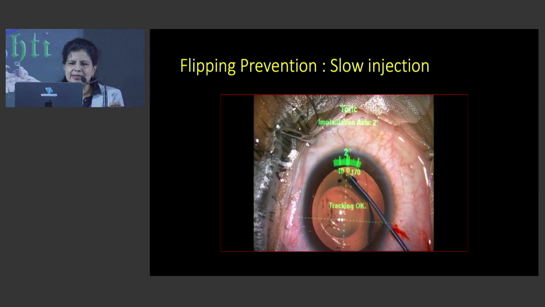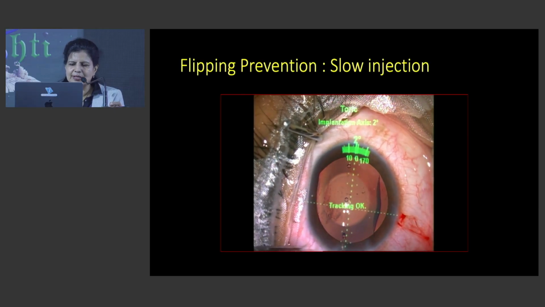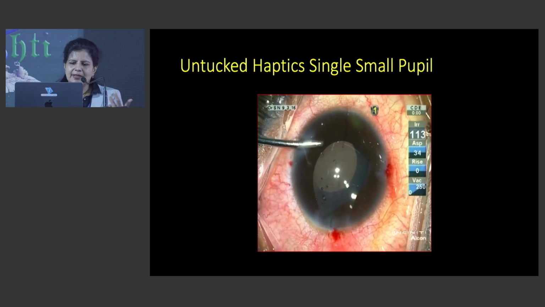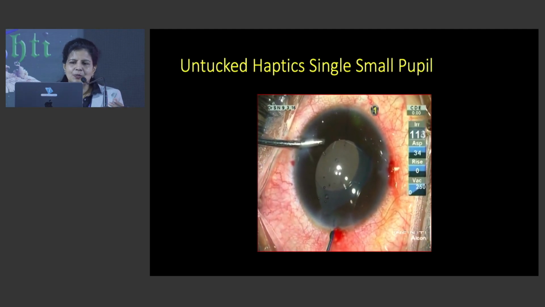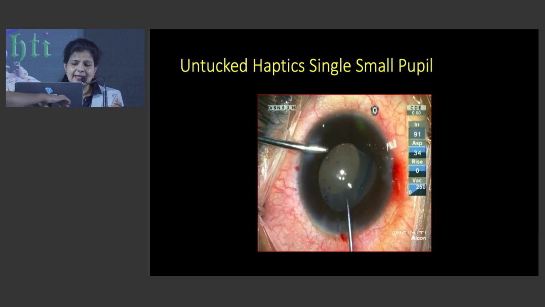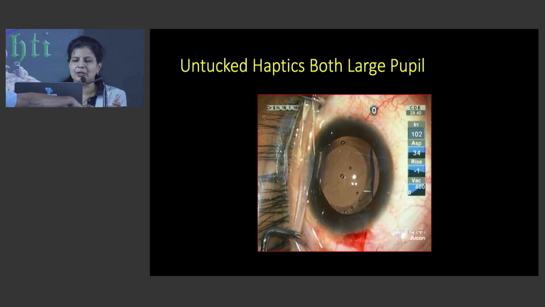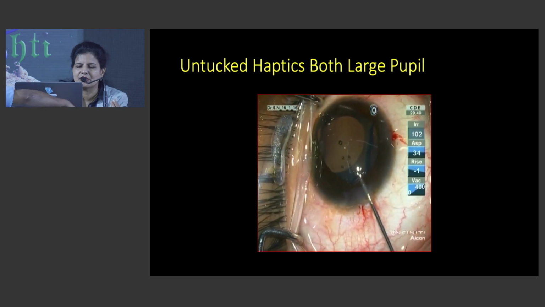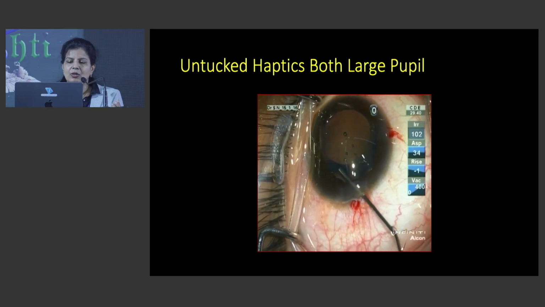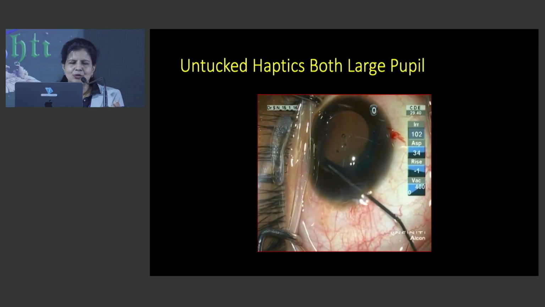The haptics need to be tucked in gently into the sulcus, and that can be easily done with a Vukix manipulator. Now, sometimes you may have an untucked haptic in the anterior chamber, and that's easy to detect if the pupil is slightly small because of the manipulations that have happened, and you can tuck it back. But in case you have a haptic that is outside in a very large pupil, it may not be hard to detect, especially because it's a very thin transparent haptic. And so you have to be very careful that you have tucked all the haptics in before you come out. Otherwise, you will need to take up the patient again the next day and would have already damaged a few endothelial cells by then.